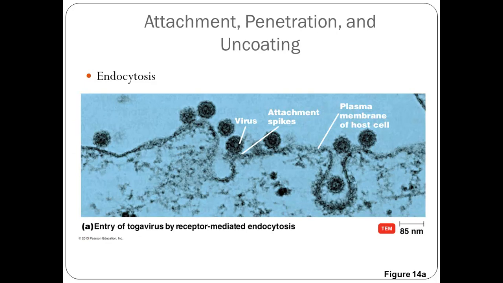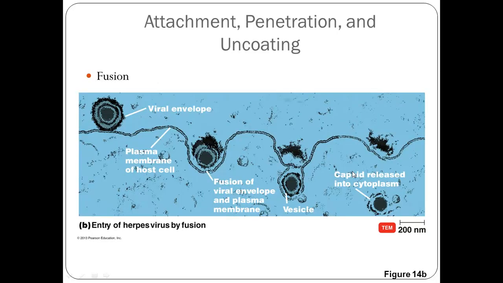So let's take a closer look at this endocytosis. Here is a naked virus coming along. It attaches to the plasma membrane, and then of course, endocytosis is creating a vesicle and bringing it in. Now fusion: as you can see, this virus here has an envelope. So it's going to fuse with the plasma membrane. And when it fuses with the plasma membrane, it leaves the envelope behind. Okay, so the envelope stays there as a part of the plasma membrane.